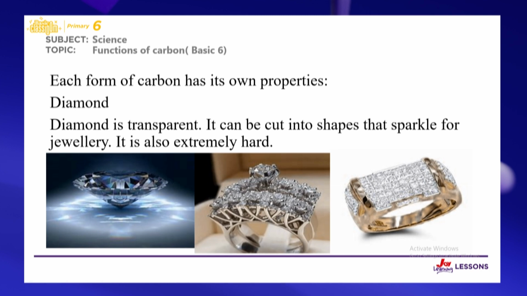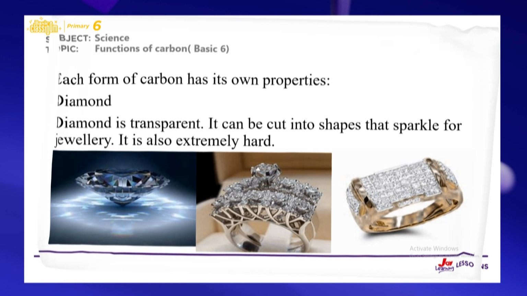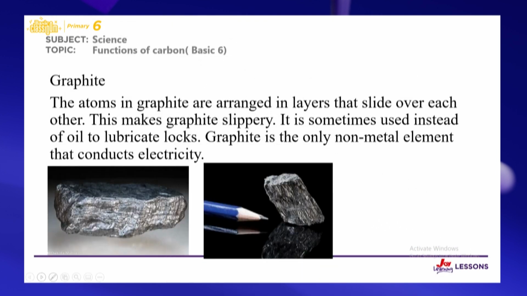Now, each form of carbon has its own properties. So, for example, diamond is carbon. Diamond is transparent. It can be cut into shapes that sparkle for jewelry. It is also extremely hard. That is diamond, which is a carbon.